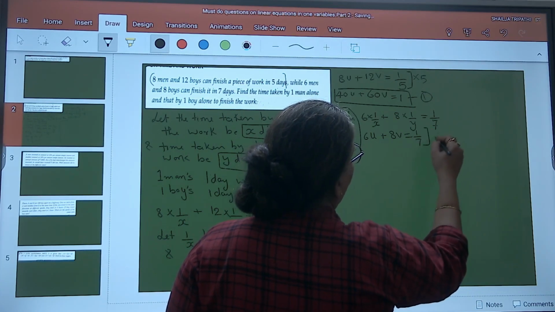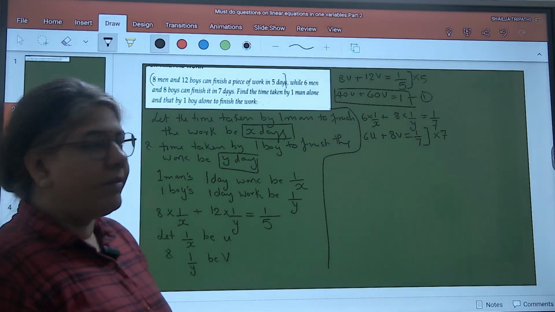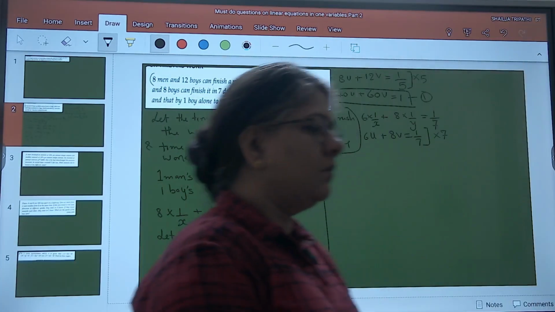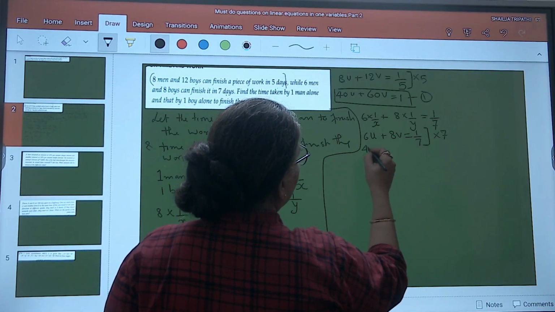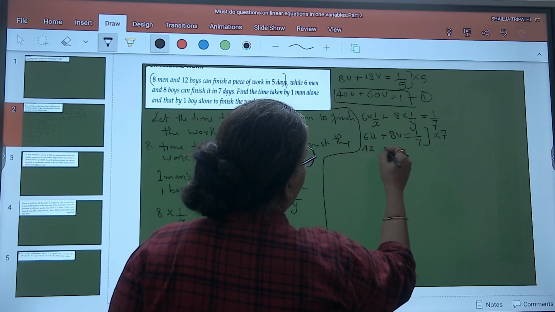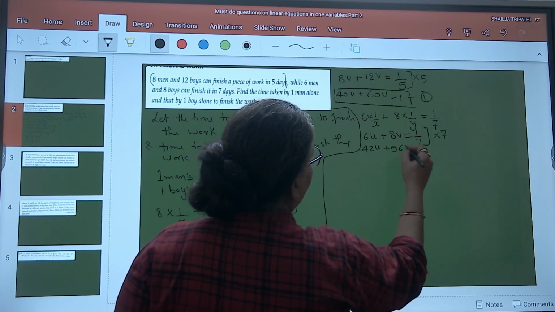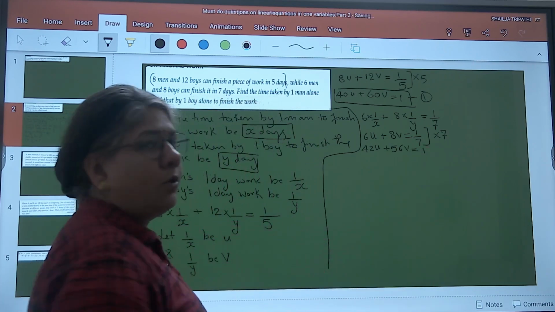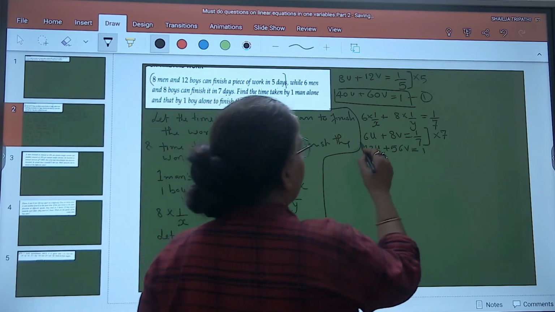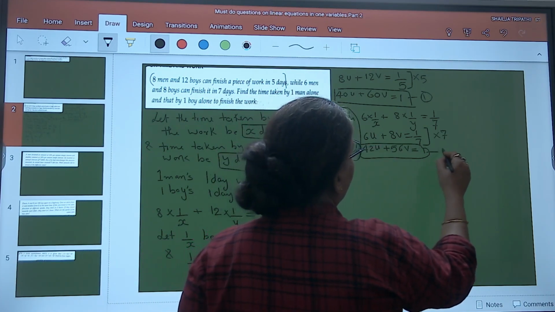Now multiply the whole equation by 7 to remove this denominator 7. See, here we get 7 6s are 42, 42u plus 56v is equal to 1. So this will be equation 2. So this becomes our equation 2.